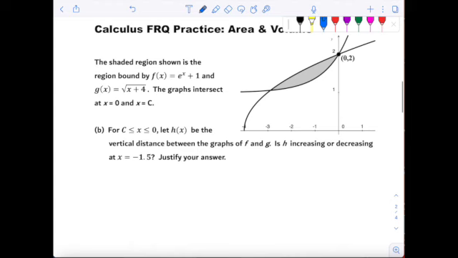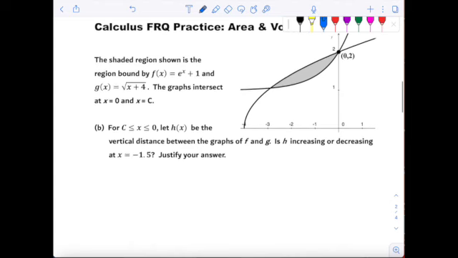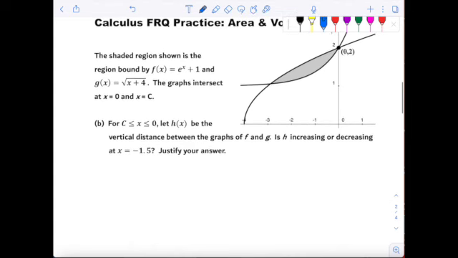Okay, so part B, we have the same graph, and we don't have to recalculate any of those intersections and things. You can continue using everything you found. But it says for that C, from C to 0, so for this region, let h of x be the vertical distance between these graphs of f and g. Is h increasing or decreasing at negative 1.5? So, they've chosen a value. You can see that the distance between them is increasing, and then of course it's decreasing as you get towards the end. At negative 1.5, it might be kind of hard to judge, and that's why we're not looking for eyeballing it. We're using calculus.